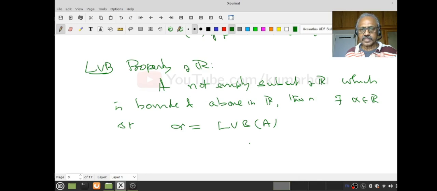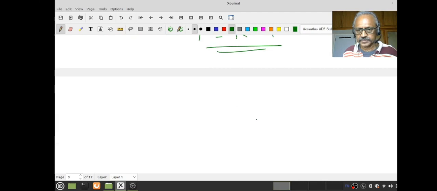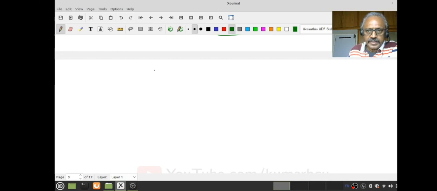This is the most crucial fulcrum or pivot of real analysis. It's the heart of analysis. Without that, there is no real analysis. In fact, there is no analysis in my opinion. Pause, review, proceed. If this is the first time you are looking at LUB, upper bound, etc., please stop and review this. I'm going to use the definition of LUB.